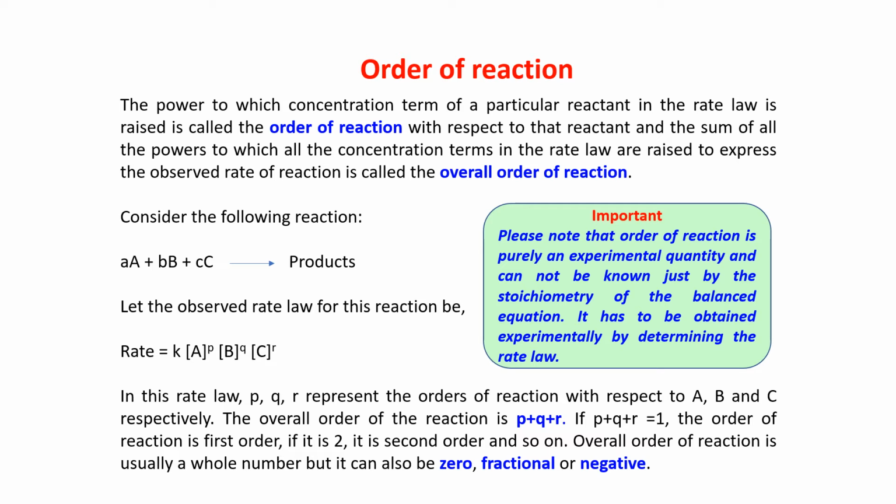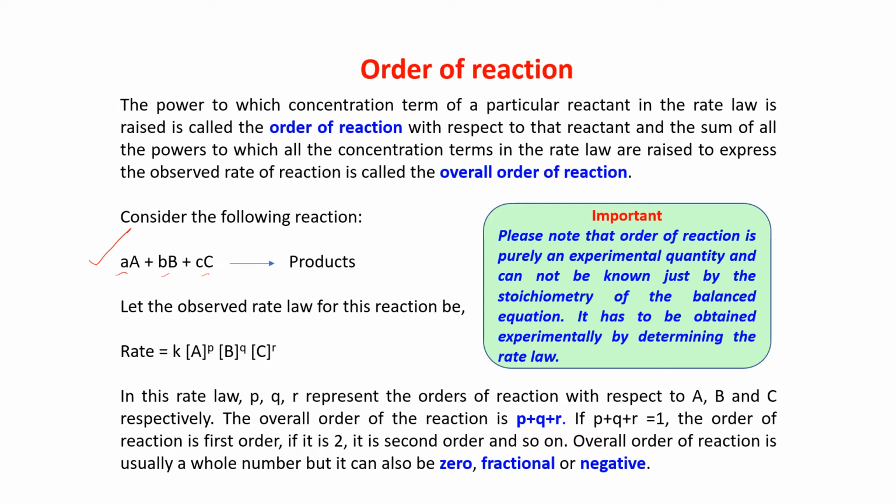Let us consider the following reaction: aA plus bB plus cC is giving you product. The stoichiometry is small a, small b and small c. As I told you, experimentally the rate of a reaction may not be proportional to the stoichiometric coefficient of a balanced equation. It is an experimental value.